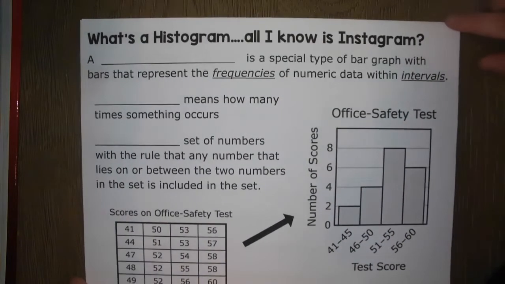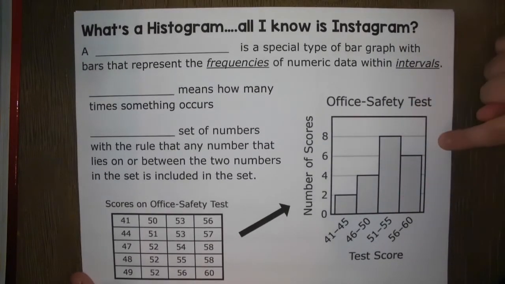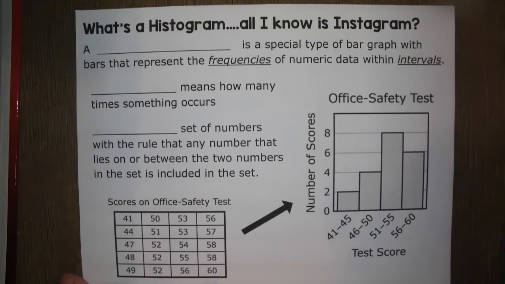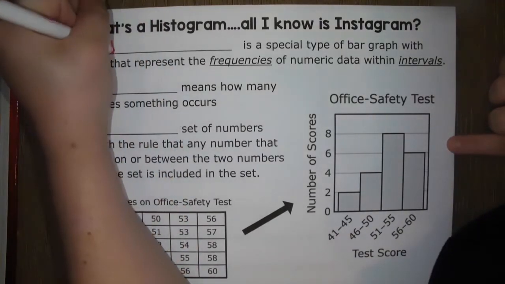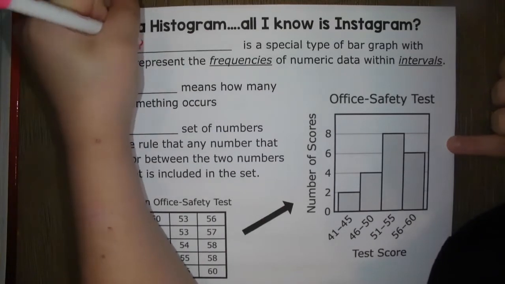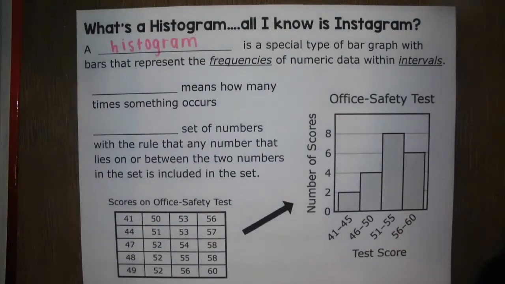Well, judging from this picture, you can probably gather that a histogram is similar to a bar graph, and it is in a lot of ways, but there are just a few differences that we need to make note of. So, first of all, a histogram is a special type of bar graph with bars that represent frequencies of numeric data occurring within intervals, okay?